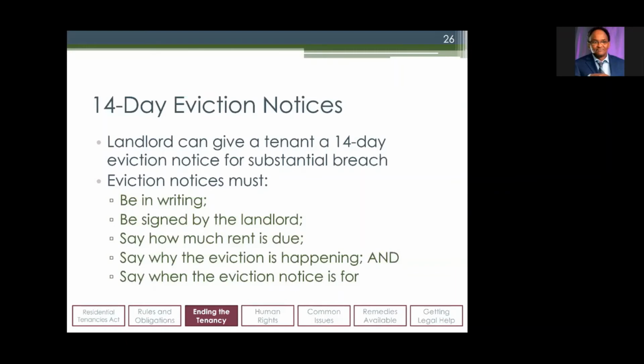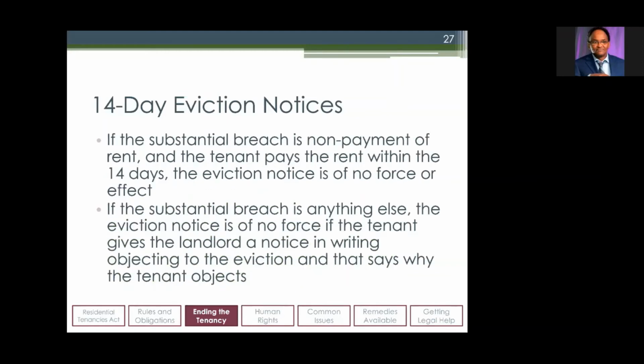The landlord has to give the notice to the tenant in writing and needs to explain why the tenant is being evicted. If it is rent outstanding, the notice has to say how much rent is due. The notice also has to say who is to be evicted, who it is addressed to. There's one breach that can be remedied by the tenant. If the cause of the eviction is only non-payment of rent because the tenant is late, and within 14 days the tenant pays the rent, then that eviction notice can be ignored, because the reason for that eviction no longer exists.